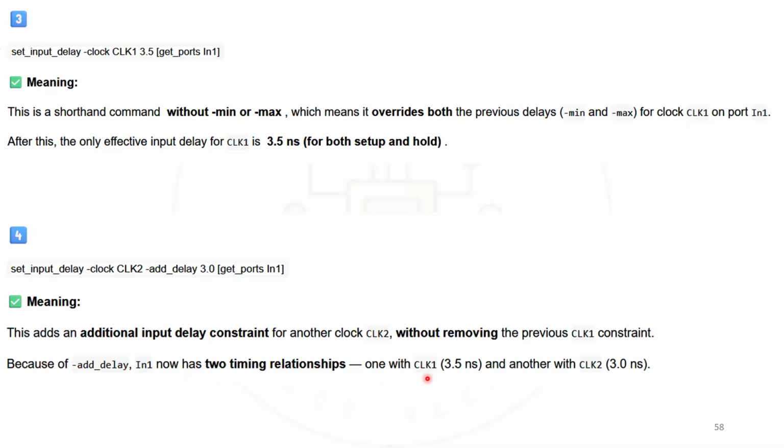One is with respect to CLK1, which has a delay of 3.5 nanoseconds, and another is with respect to CLK2, which has a delay of 3.0 nanoseconds. Suppose you are not adding this particular switch, then it simply overwrites the previous value.